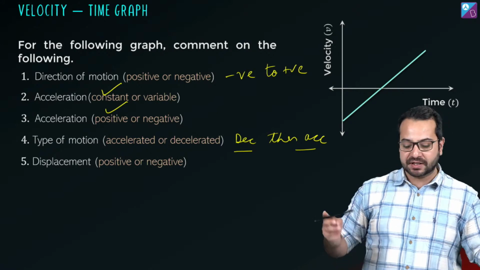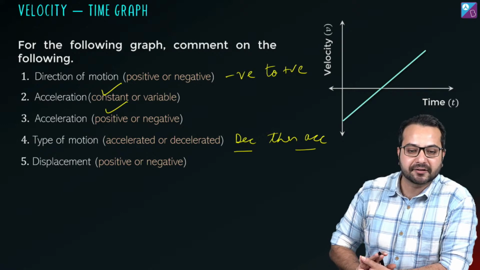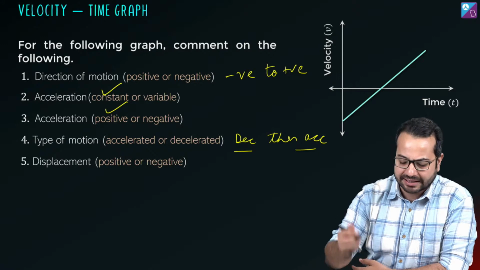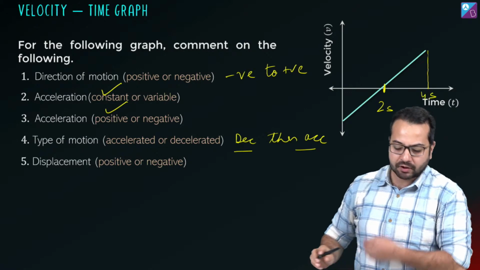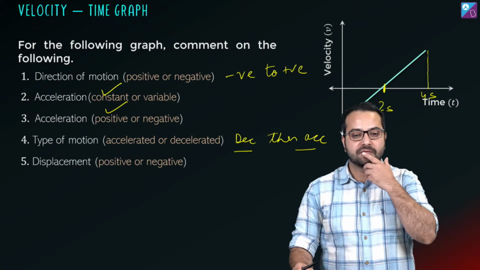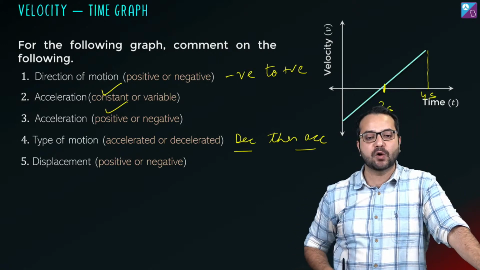Quickly tell me about the displacement. Displacement 0 लग रहा है. Obviously it will depend upon the time. Let's say I call this 2 second and let's say I call this 4 second. अब बताओ. Displacement 0. हाँ, now we can say.